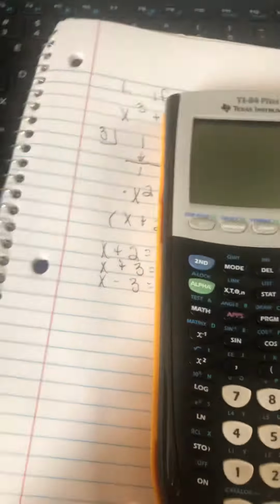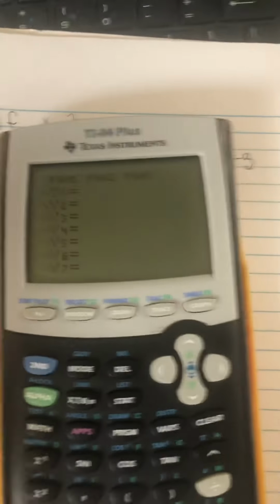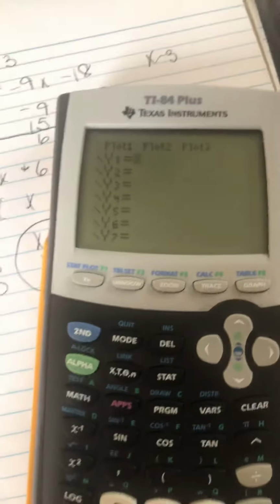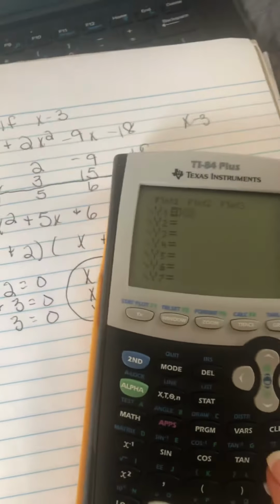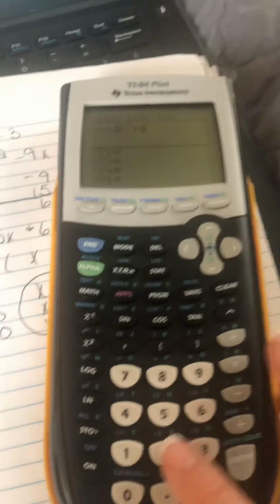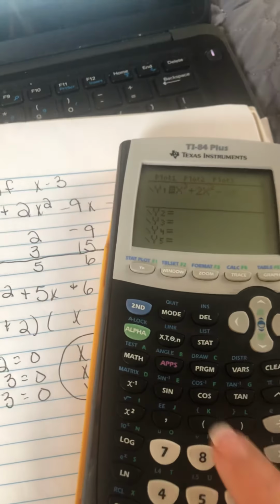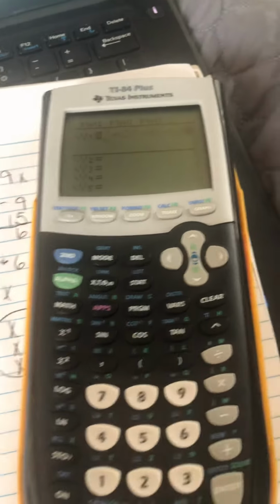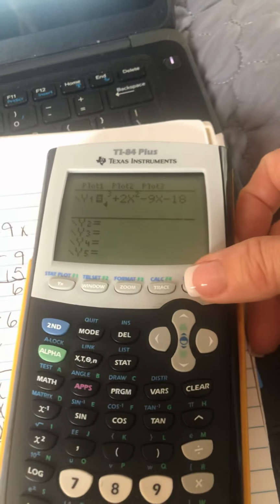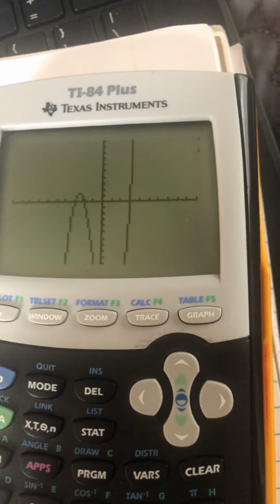I'm going to turn on my graphing calculator. And we're going to go to the y equals function. And I'm going to type in the polynomial x cubed. So we're just going to put in x, raise it to the third power, plus 2x squared, minus 9x, and then finally minus 18. Okay, so now I'm just going to hit graph, and there's my polynomial.